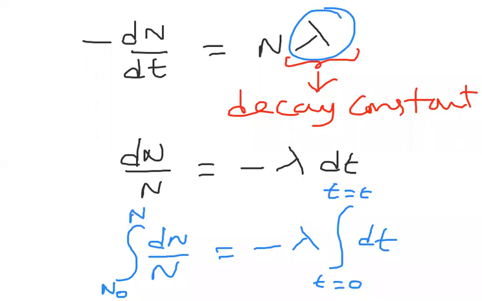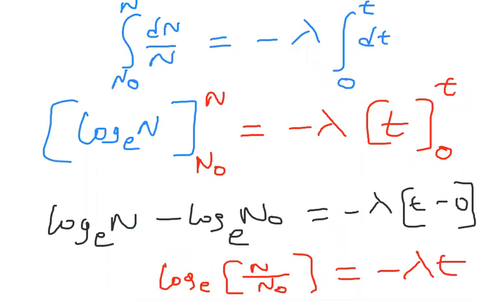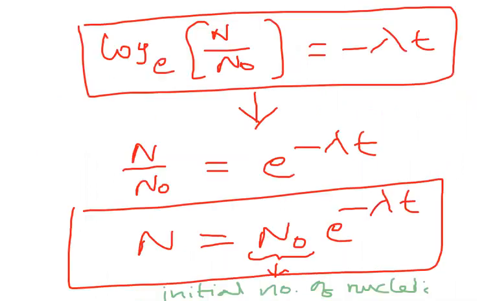After that, by integrating the equation from the starting time t equal to 0 to t equal to t, at t equal to 0 the number of nuclei is N naught, and at t equal to t the number of nuclei is N. Applying the integrations, finally we got the expression log base e N by N naught equal to minus lambda t. And the final solution I can write as N equal to N naught into e power minus lambda t. Don't forget, here N naught is called the initial number of nuclei.